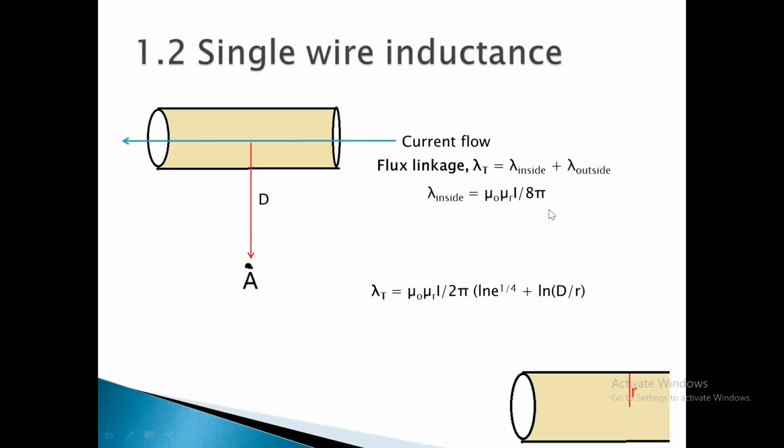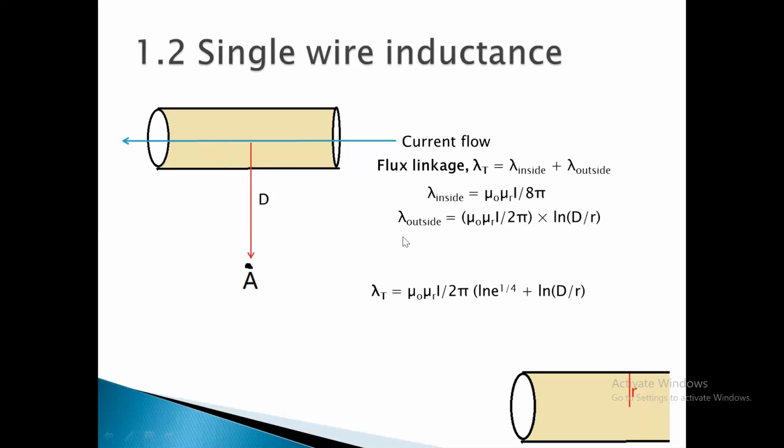Okay, so we are not going into the derivation, but we have to remember this equation, only this one, and then outside. So the linkage outside will be mu naught mu r I divided by 2 pi into natural log of d divided by r. So these are the two equations which are derived after integration. I am not going into the derivation because in future we have to solve problems. So here I will just calculate how the single conductor inductance becomes this.